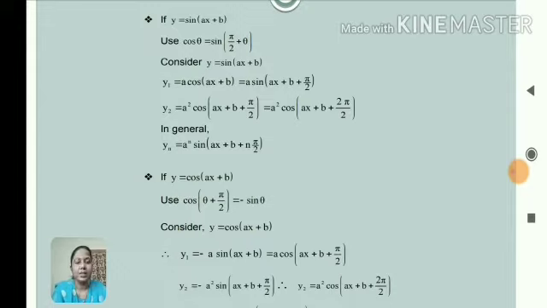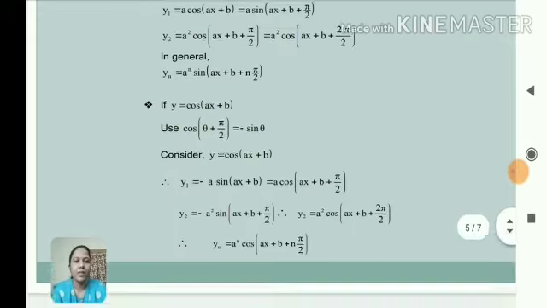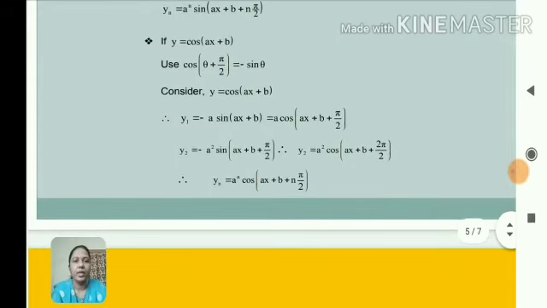The next is y2, which is equal to a square cos(ax plus b plus pi by 2), which is written as a square. Here instead of cos it should be sin(ax plus b plus 2 pi by 2). Then in general we have yn is equal to a raised to n sin(ax plus b plus n pi by 2).